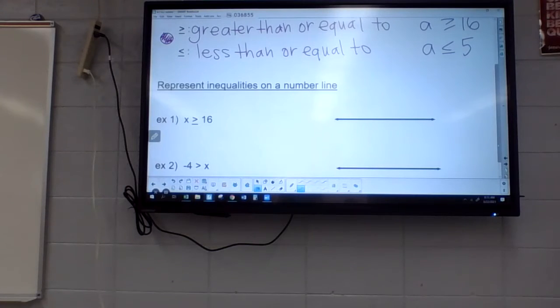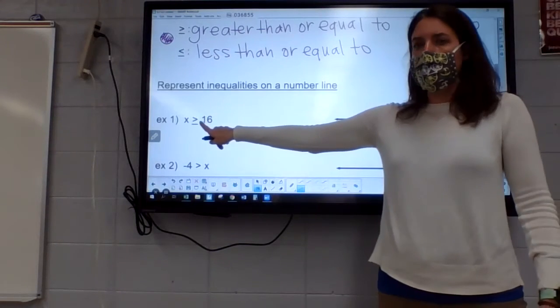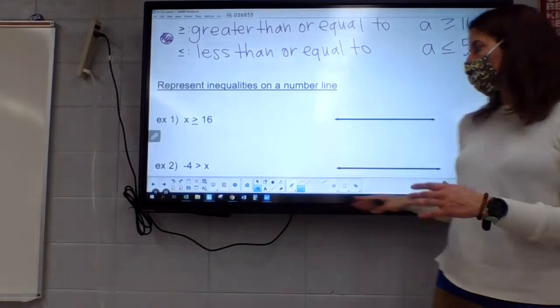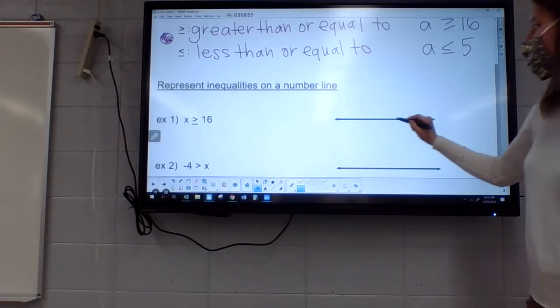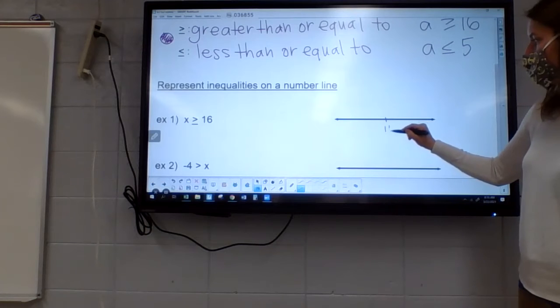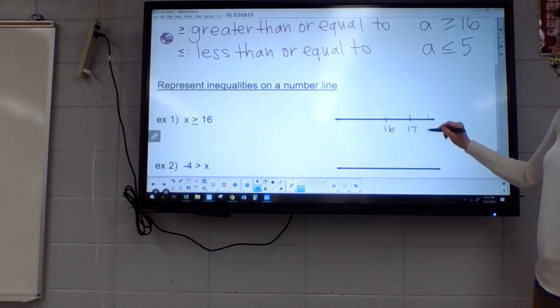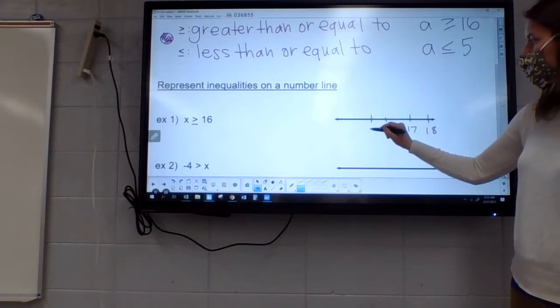So on my number line, now we're starting with 16, or 16 is the value we're working with. The arrows show it can go either way. So I don't need to start at 0 and count all the way up to 16. What I'm going to do is just stick 16 on my number line, and then pick some numbers bigger and smaller than 16.